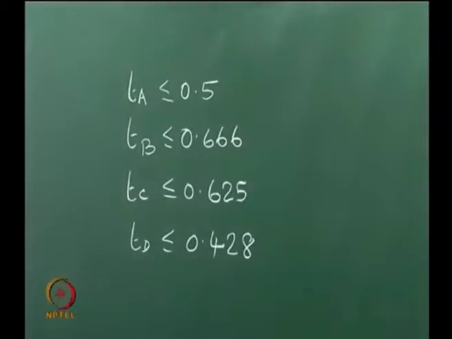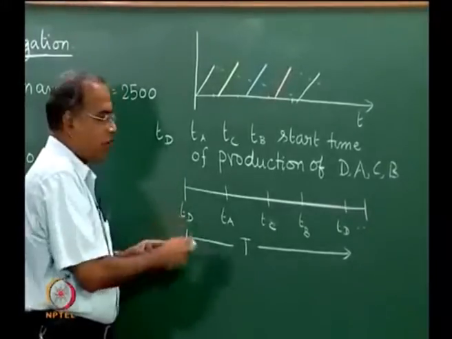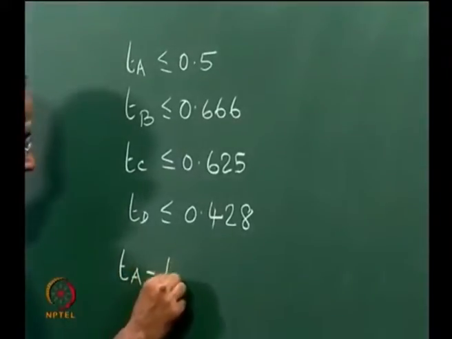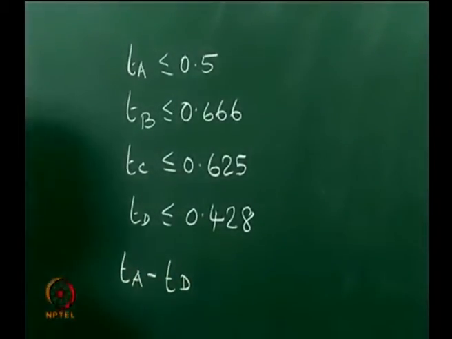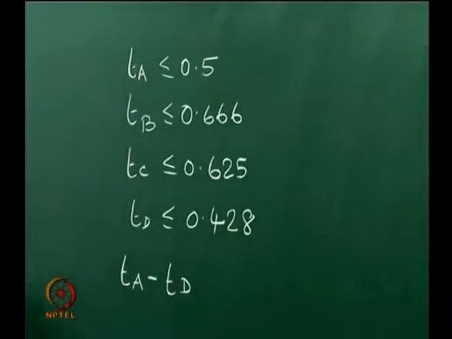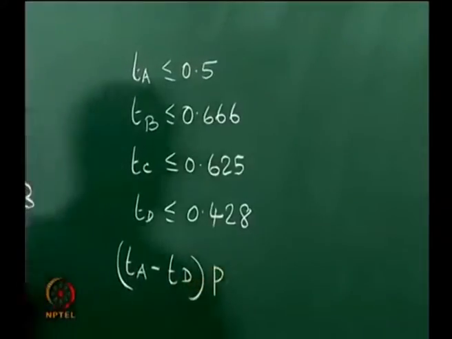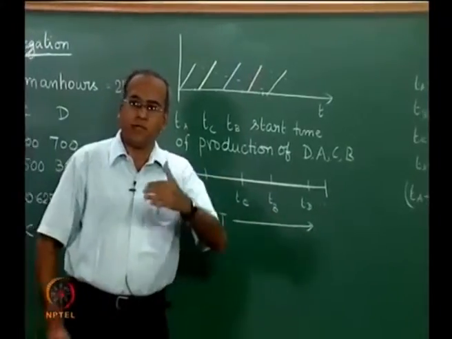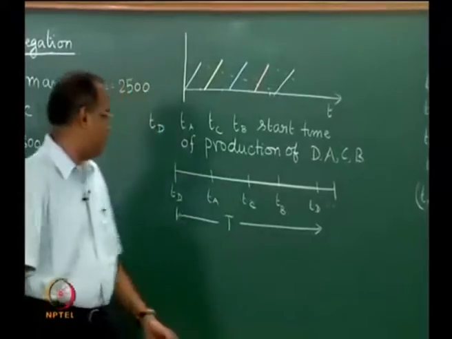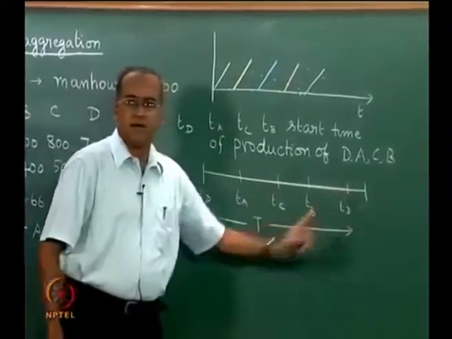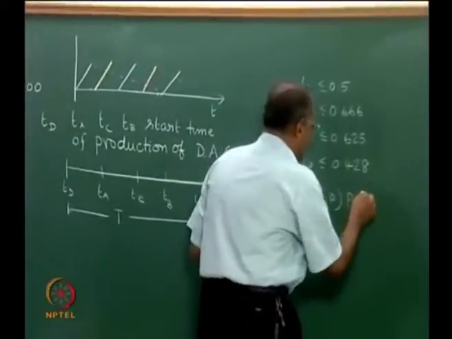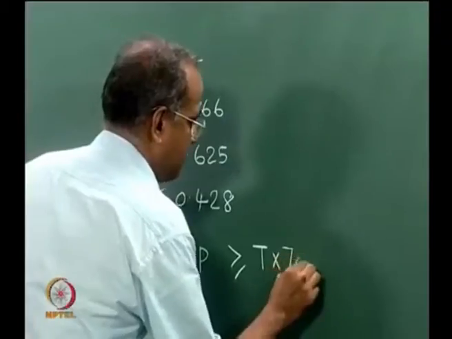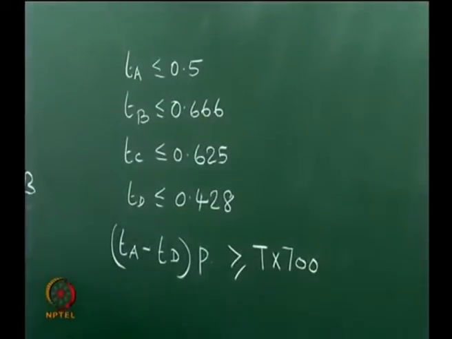Then we are producing this item, that is D, first, for a time period Ta minus Td. So, Ta minus Td is the time period for which we produce the item D, and that is produced at a rate of P, 2500. So, that production should be able to meet the demand of the item D for the full cycle T. So, this should be greater than or equal to T into 700, should be greater than or equal to 700 T.